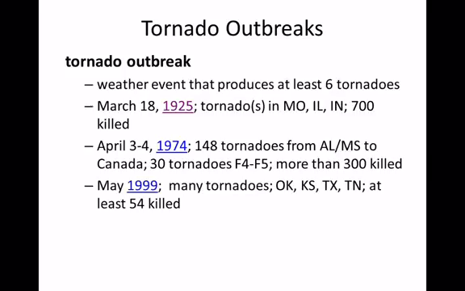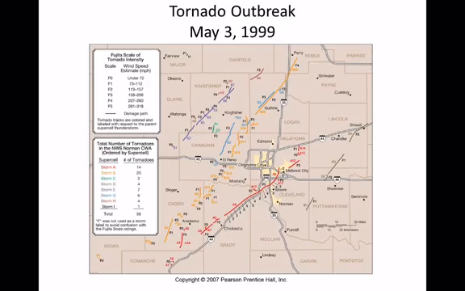In 1999, there's another outbreak: Oklahoma, Kansas, Texas, and Tennessee. This is that 1999 outbreak. The different colors, it looks like, represent different storms, and then they say how many tornadoes were associated with that storm. So you can kind of see it generally went, again, from the southwest to the northeast.